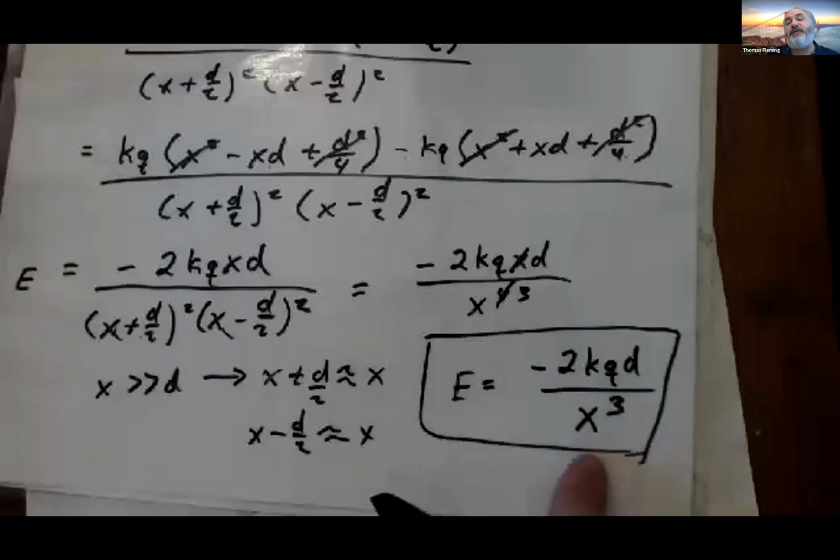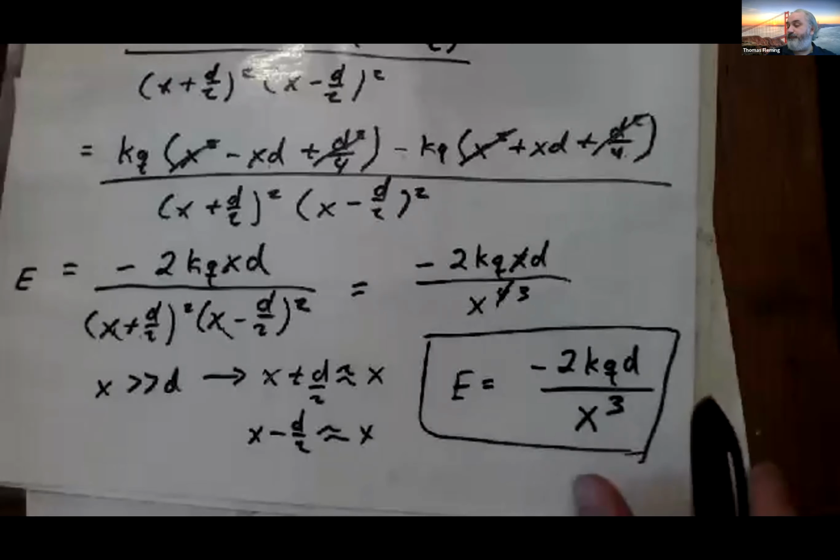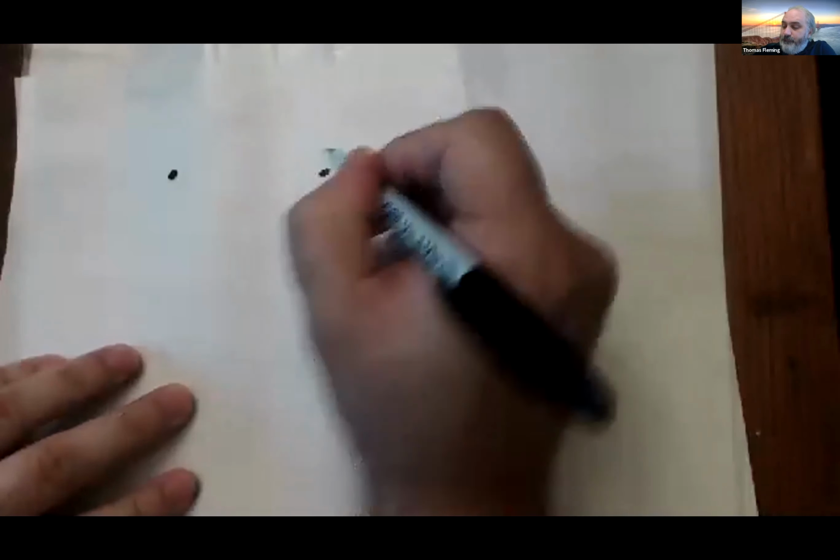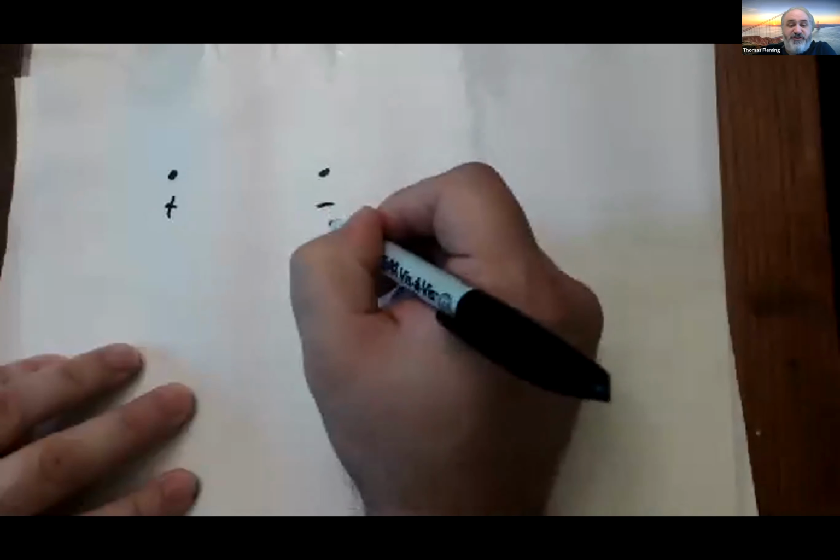But this is just the electric field along one axis. What about if I looked at the electric field along a different axis? Well, there it's going to look a little bit different. So let's try it that way instead. Same problem, different geometry.